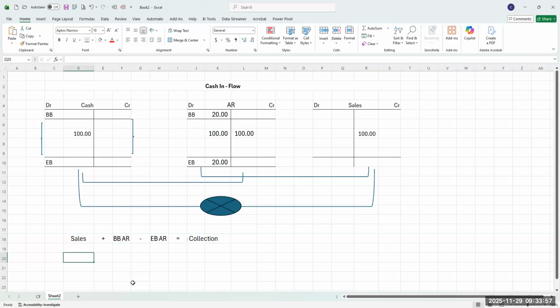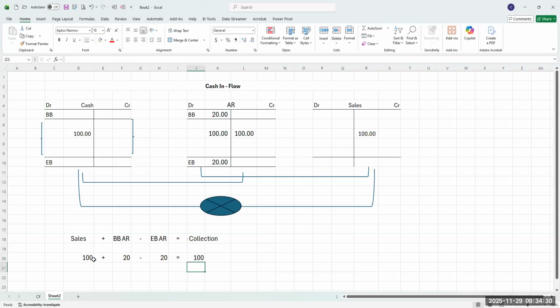My sales are 100 plus beginning balance is 20 minus ending balance is 20. How much is it going to give me? 100.